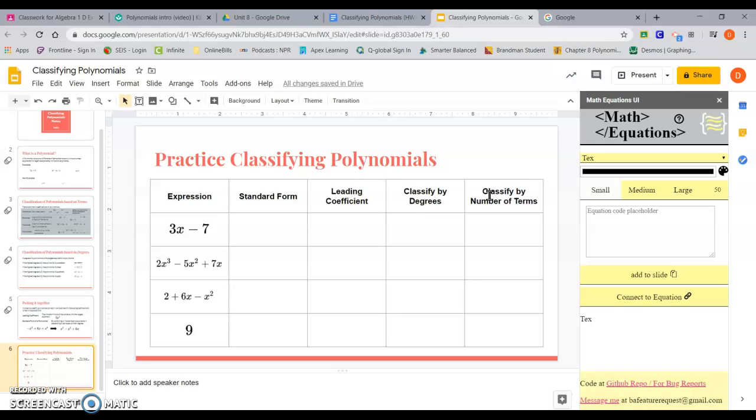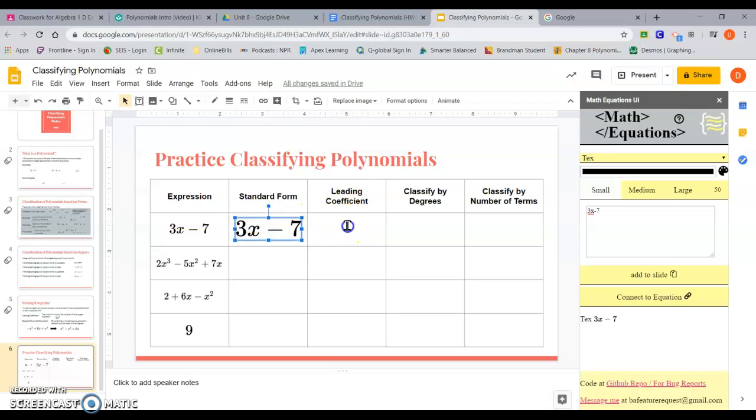First, 3x minus 7. I know that it is already in standard form. So I'm just going to enter that in here, and I'm going to make sure that it fits within my little square. That's all good.